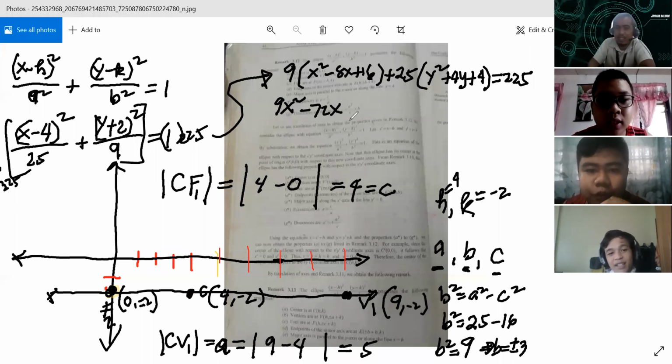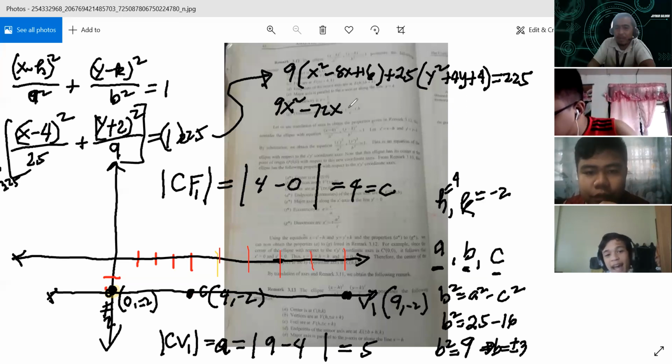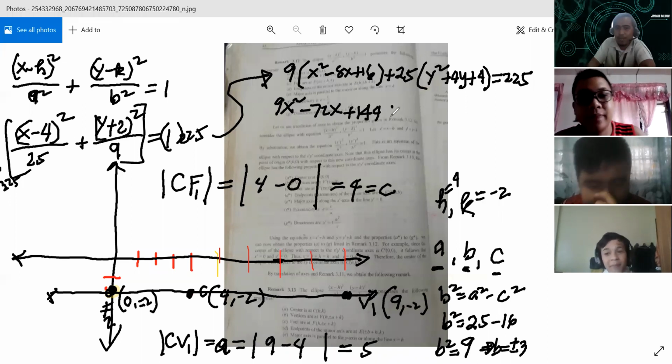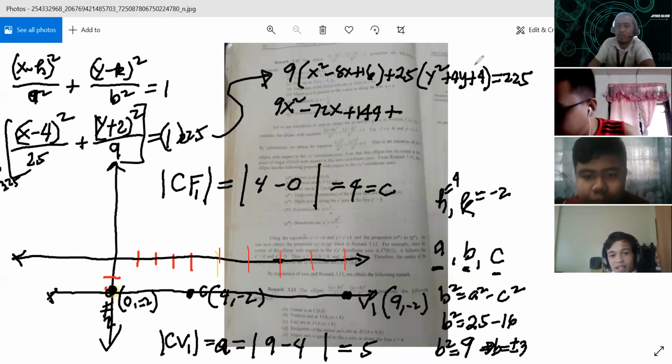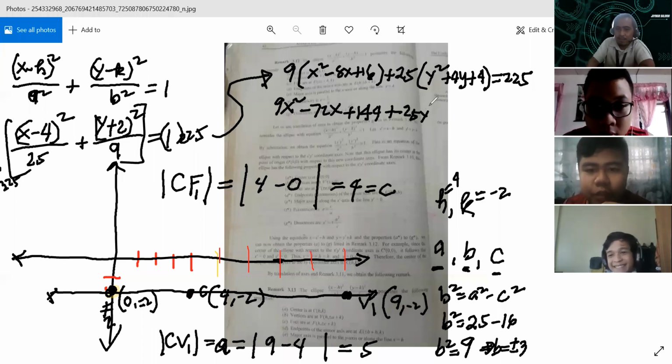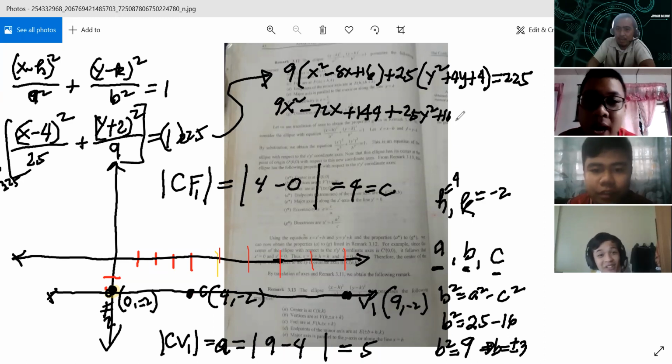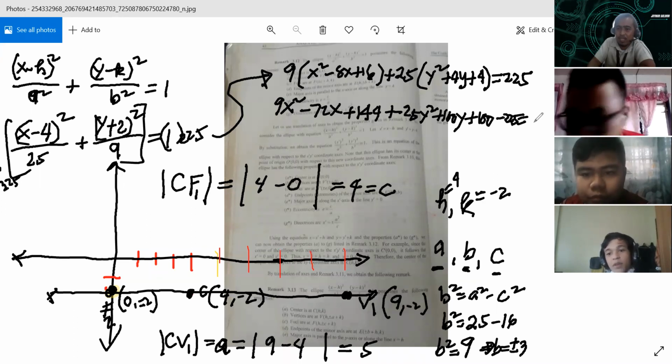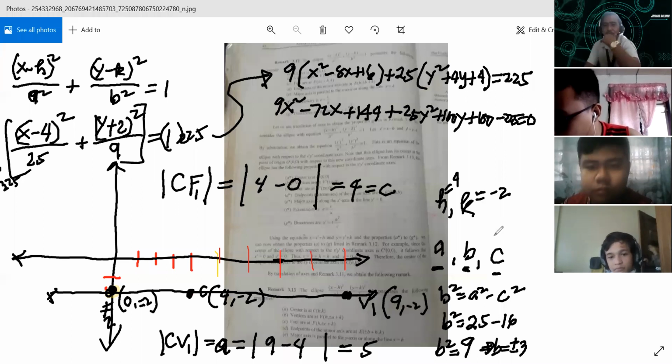Pila man na? 9 times 144? 144. So plus 144. This time you distribute the 25. 25y squared plus 100y plus 100. I-transfer na to sa pikas, negative 225 equal to 0. Kay general form, no?